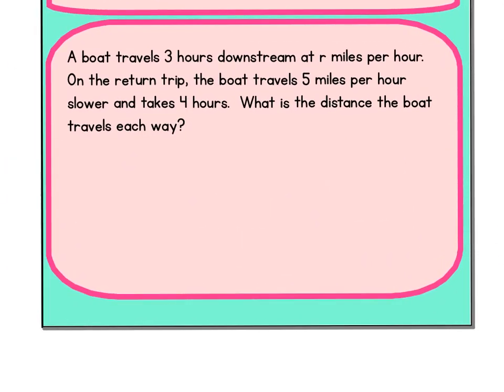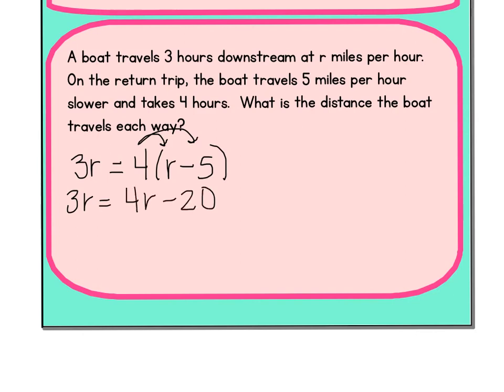So we've got another example that's similar to the last one. So when we go through this one, we're traveling 3 hours downstream at r miles per hour, and we're going to set that equal to the return trip home, which took 4 hours, but we were traveling r minus 5 because it was going slower, so we had to subtract out that. So we're going to go ahead and distribute. So we still have this 3r. That's going to equal 4r minus 20.